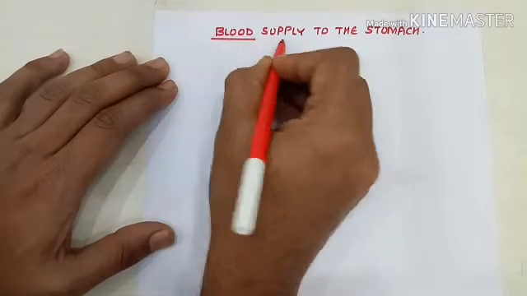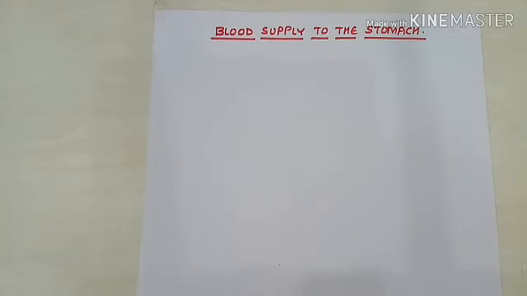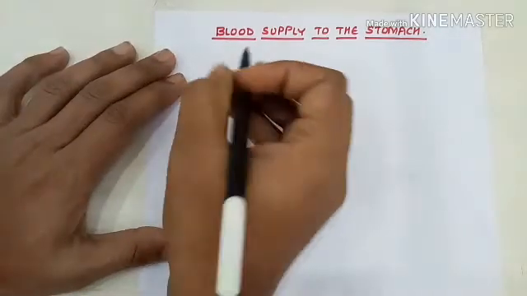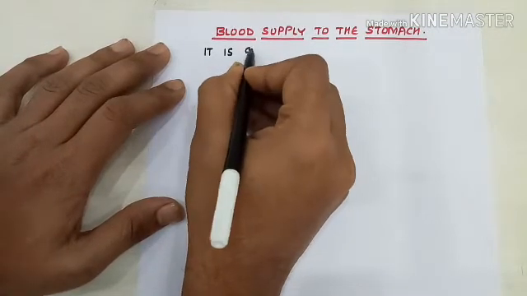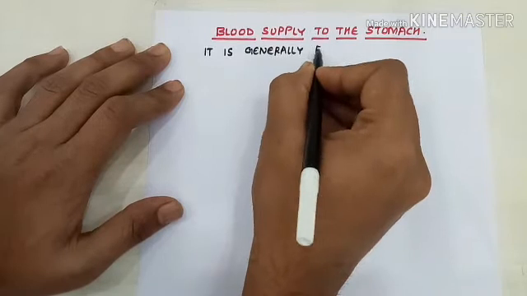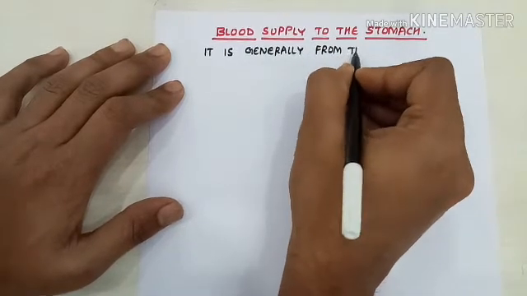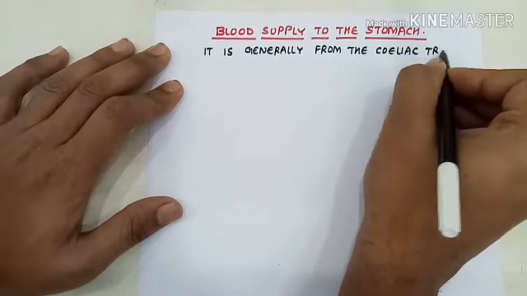Blood supply to the stomach. Okay, the blood supply to the stomach is generally from the celiac trunk. So this we had to remember. It is from the celiac trunk.